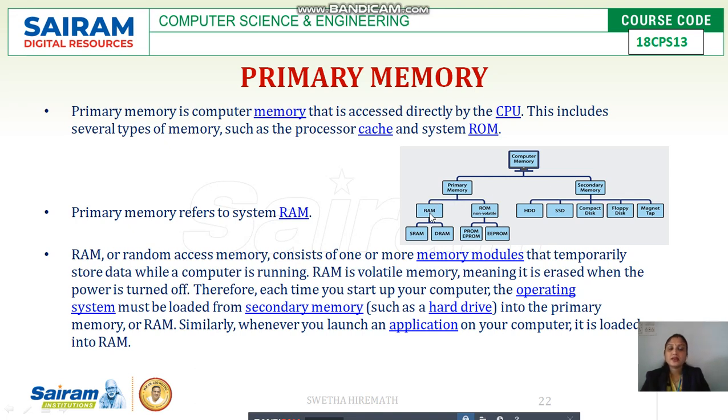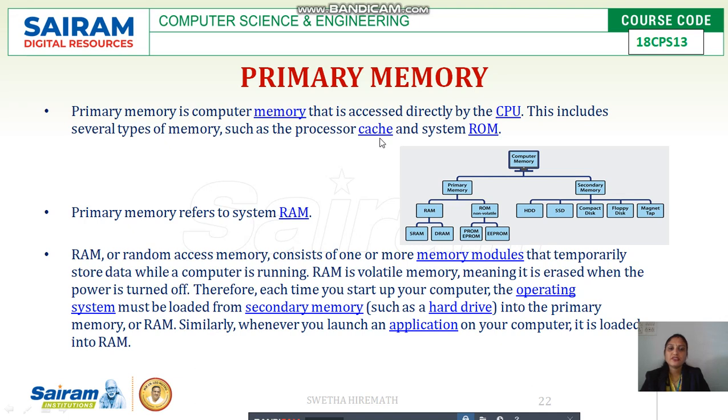Primary memory is again divided into two parts: RAM and ROM. RAM is again divided into two parts: SRAM and DRAM, that is, static RAM and dynamic RAM. And the ROM is non-volatile and is differentiated into PROM, EPROM and EEPROM. So primary memory refers to the system RAM, ROM, and also cache.